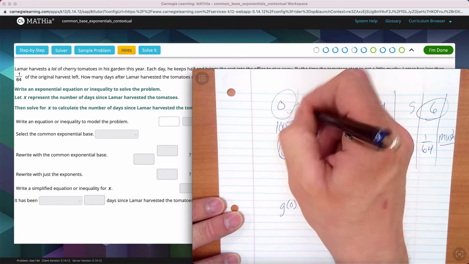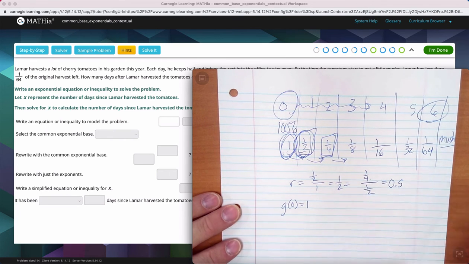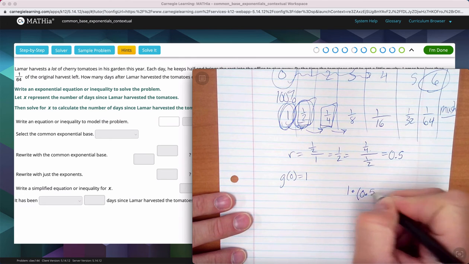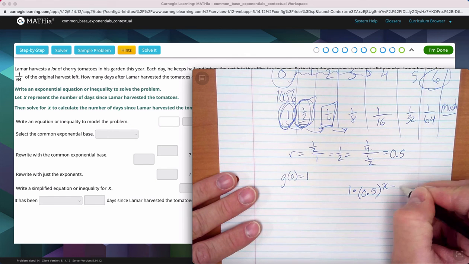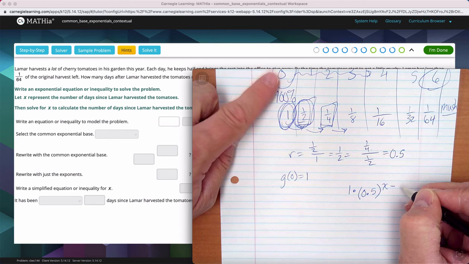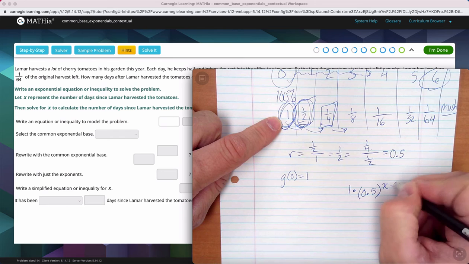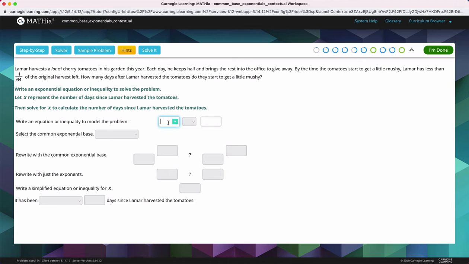And then I notice right here, at day 0, he's got 100% of his tomatoes, and 100% is the same thing as 1 whole. So there we go. Write the equation: 1 times 0.5 to the x. There it is. This is the structure of a geometric sequence equation. Technically, for a geometric sequence we had x minus 1, but because I'm using the 0 value in our list, it's x minus 0, and what is x minus 0 except just x? Type it in. Here goes. Okay, 1 times 0.5 to the x.